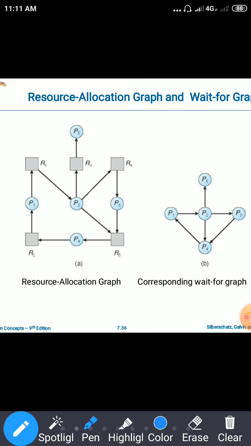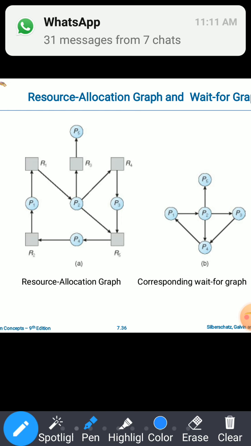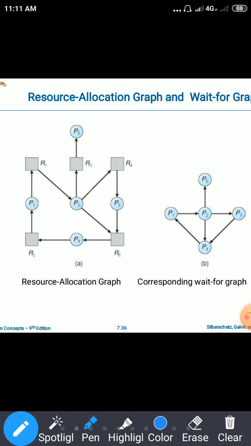So this is about the single instance of a resource type. Here we are using the wait for graph to detect the deadlock. Here the difference between the resource allocation graph and the corresponding wait for graph is given. The resource allocation graph consists of the processes as well as the resources, whereas the wait for graph consists of only the processes in the system. So this is about the wait for graph to detect the deadlock.